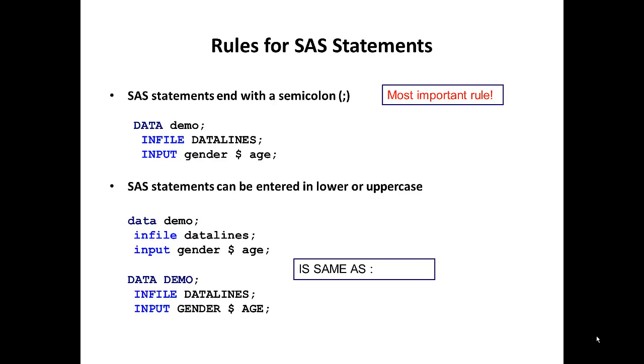Here are a few general rules regarding SAS statements. The most important rule is that each statement ends with a semicolon. This is how SAS knows when one statement ends and the next one begins. An omitted semicolon is a common error to make. In this example, there are 3 statements: a data statement, an infile statement, and an input statement. Each ends with a semicolon.